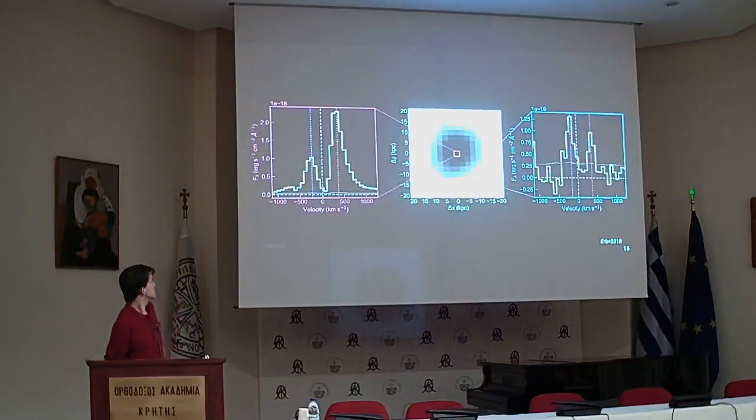So that is exactly what it means when we only have a double peak spectrum. It does not mean that the system is not dynamic in the outskirts. It could simply mean that the dynamics are not along the line of sight anymore, or the bulk of the gas.